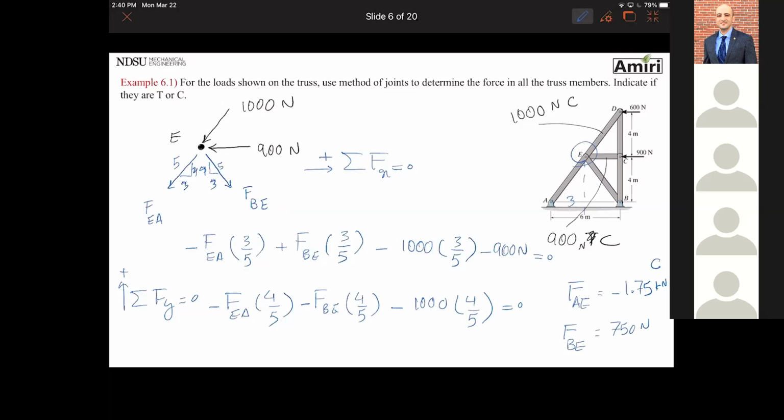So this one is compression, this one is tension. Check my signs and check my math. I might have somewhere down the line switched 3 and 4 in there. So please check the answer, but the equations should be correct. Okay. Questions?